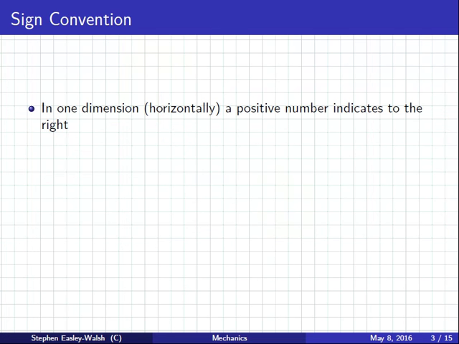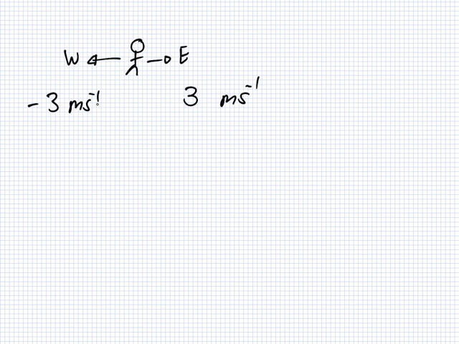So, we were talking about vectors, but we can use numbers to represent vectors as well in one dimension. So what I mean by that is, for example, if somebody is heading east or if they're heading west, we can make the difference with a sign. So for example, if they're heading east, we can say that's 3 meters per second east. But if I put a minus in front, I can indicate it's to the left.